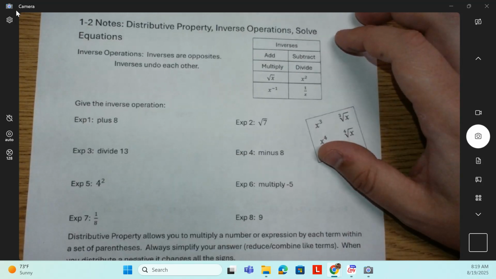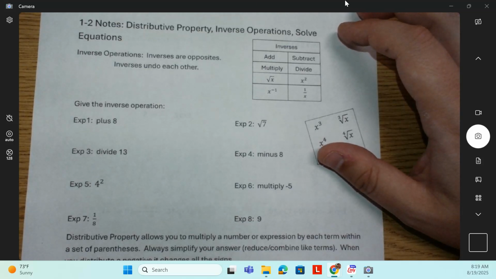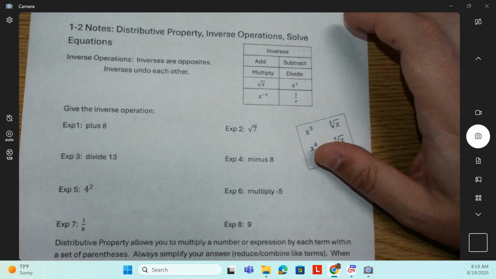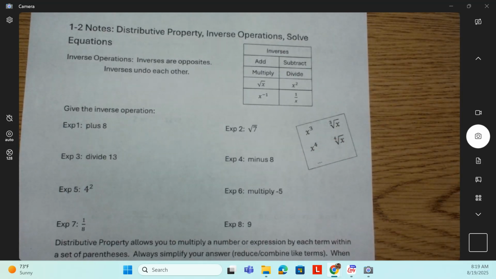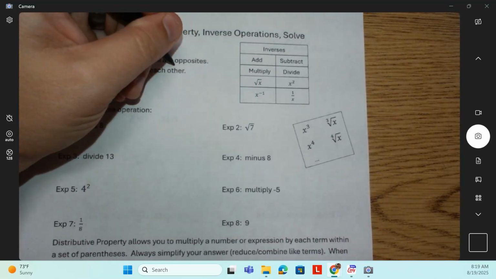All right, this is lesson 1.2, and we're looking at the distributive property. As we're looking at that, distributive property and inverse operations, and really getting into solving equations as kind of what we're building up to. So, first we have inverse operations, in other words, opposites.